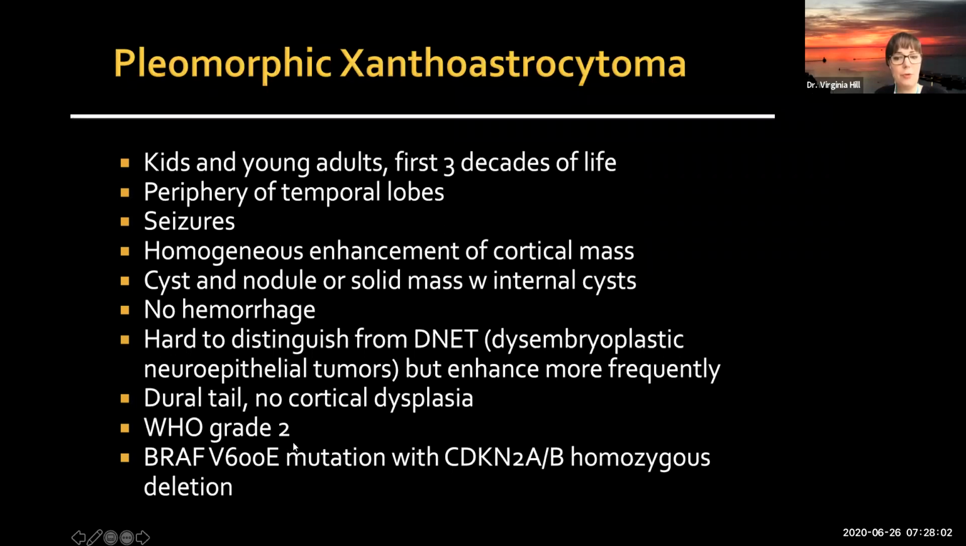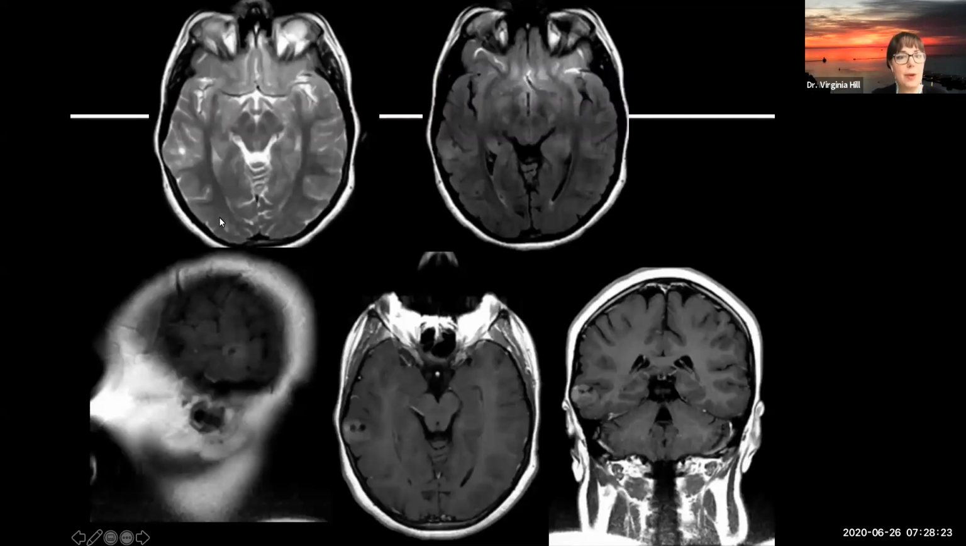It's WHO grade 2, and it is associated with a BRAF V600E mutation with CDKN2A and B homozygous deletion. And this cyclin-dependent kinase designation is basically a controller of the cell cycle. So here we have a T2 weighted image, and we see this little cystic tumor over here in the temporal lobe. It's a little FLAIR hyperintense and T2 hyperintense. It has maybe minimal enhancement here. You can see this little bit of enhancement, and this is a PXA.